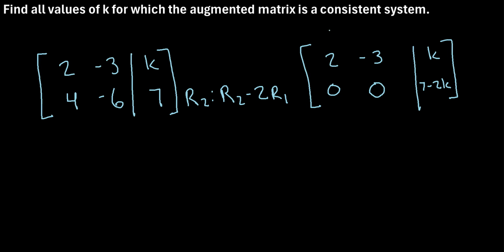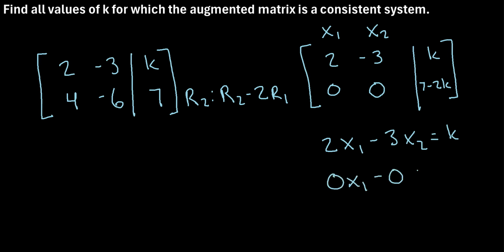So if the first column just represents the coefficients for some variable x1, and the second column is some coefficients for a variable x2, we can write these as 2 times x1 minus 3 times x2 is equal to k. And the second equation would be 0 times x1 plus 0 times x2 is equal to 7 minus 2k. So notice that the left-hand side of this equation is going to be equal to 0, because 0 times something plus 0 times something else is always just going to be 0.